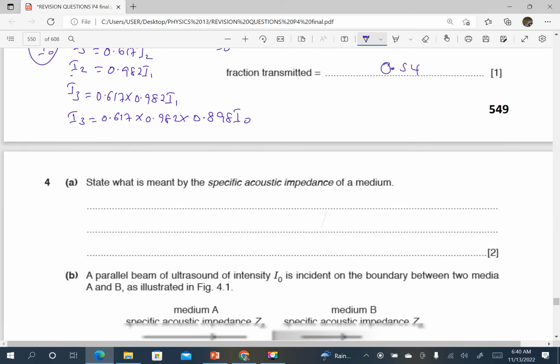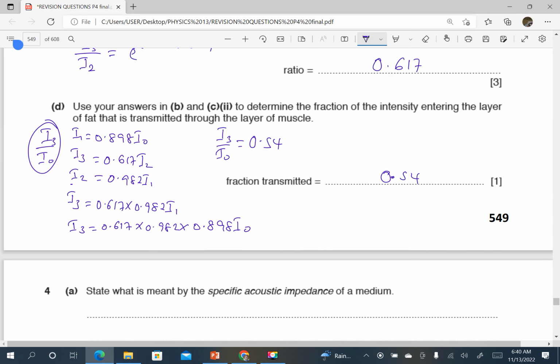Okay. Alternatively, a mathematician would not waste time. This is just for mathematicians. If I3 over I naught is what we want, this can be I3 over I2. I have to remove I2, so this will be times I2 over I1. I have to remove I1, so this will be times I1 over I0. So just multiply, you have I3 over I2, you have I2 over I1, you have I1 over I0. So you multiply all those three and you get the answer.